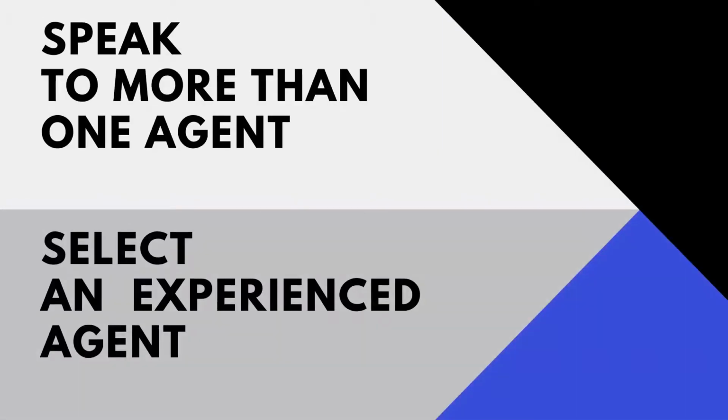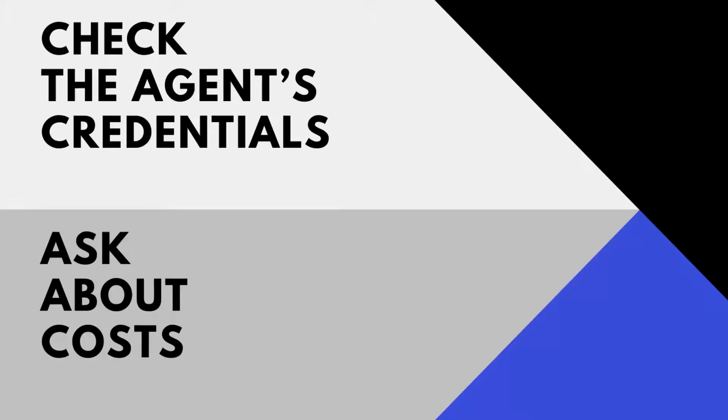So more tips: speak to more than one agent. Okay, do your research. Make sure you select an experienced agent. Find out how long they've been an agent for. Check the agent's credentials. Go to their website, find out about them, see if they have any testimonials, see if they have any bad reports, and ask about costs. Make sure you are clear about all the costs involved and all the charges.